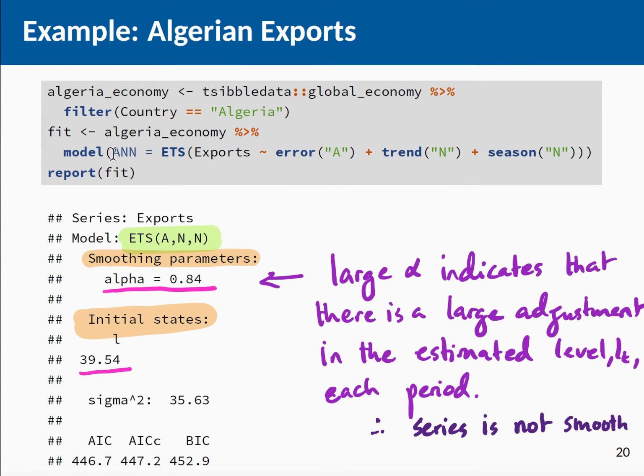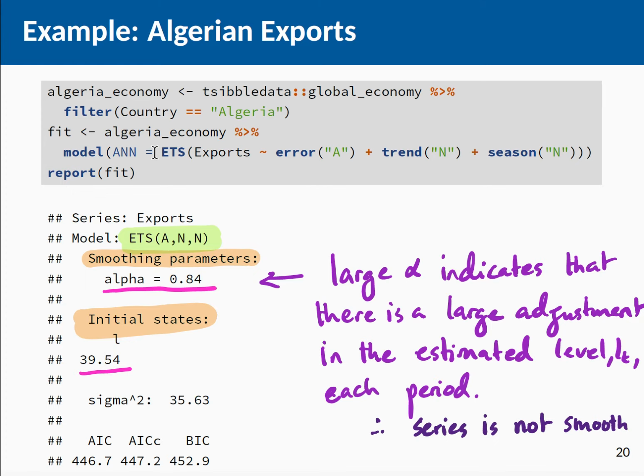Okay, now this type of notation tells you exactly that your error term is going to be additive and there's no trend and no seasonal components. So it's easier to call ANN the model that you're estimating, but feel free to call it whatever helps you remember it. Okay, so that is going to be equal to ETS.